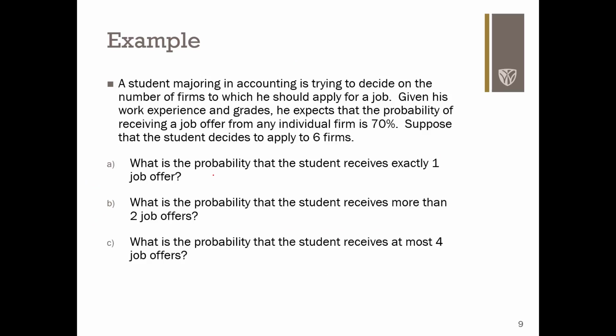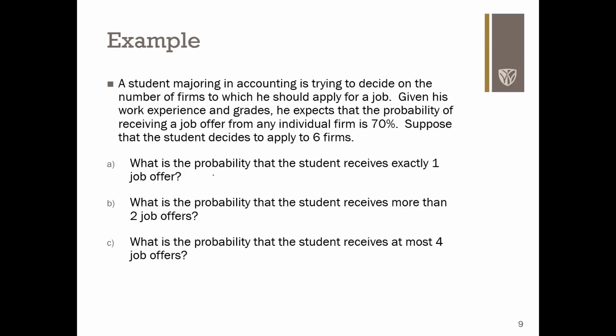So here's an example. We have a student majoring in accounting. They're trying to decide how many firms to apply to when they're looking for jobs. Based on this particular student's performance, they expect that the probability of receiving a job offer from any firm they apply to is about 70%. They're feeling pretty confident, and they decide that they'll apply to 6 firms.